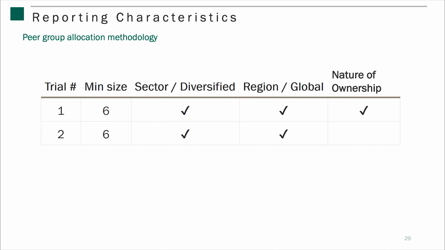This table explains how peer group allocation works. We first look at the most granular level in terms of sector focus. If there are 6 participants with this focus, then we check whether there are enough participants with the same regional focus and nature of ownership to create a peer group. If there are fewer than 6 participants with the same nature of ownership, then we go through the same process without taking into account the nature of ownership and so forth.